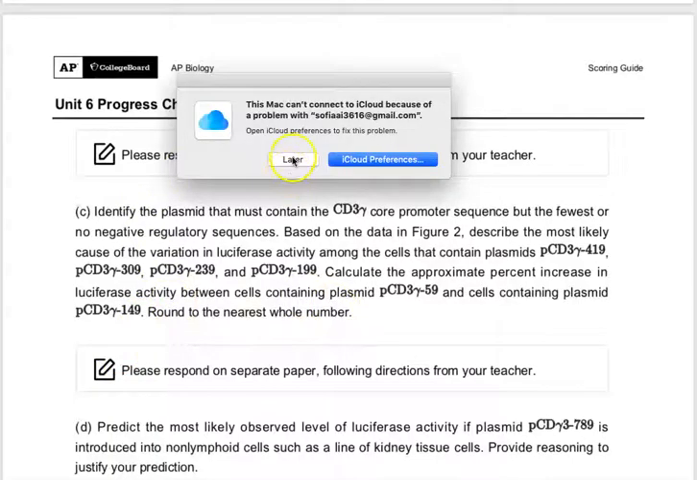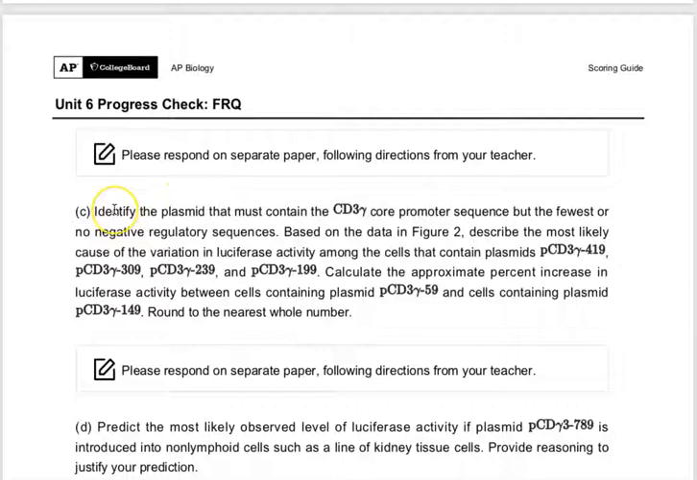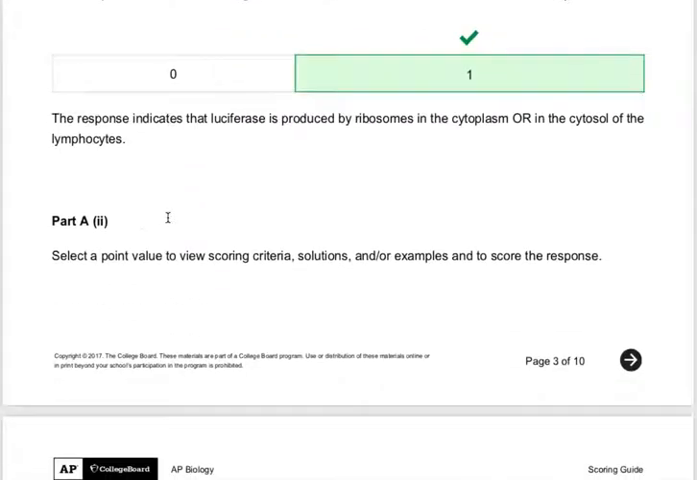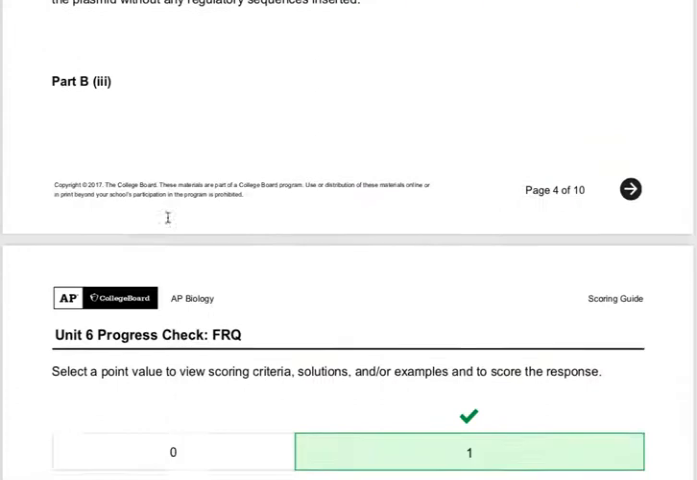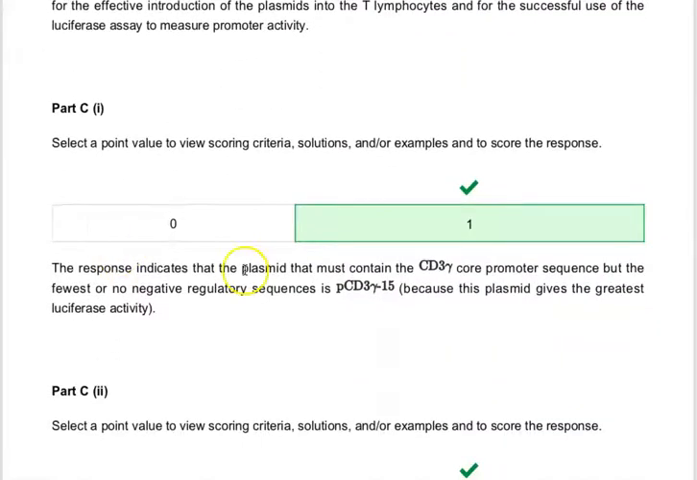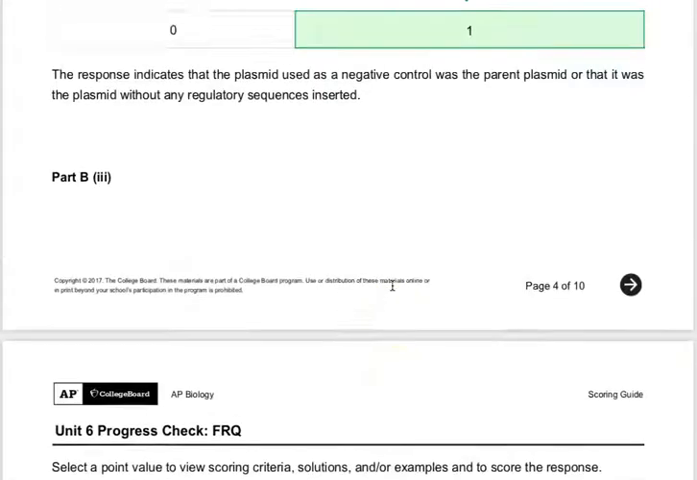Okay, so let's start with identify the plasmid that must contain the CD3 core promoter sequence, but the fewest or no negative regulatory sequences. We're going to go into question C1. The response indicates the plasmid that must contain core promoter sequences, but the fewest or no negative regulatory sequences. Remember, negative. So there's very few things inhibiting the transcription and expression of the bioluminescence gene. It has to be the 15. So let's go back to 15 and see why.